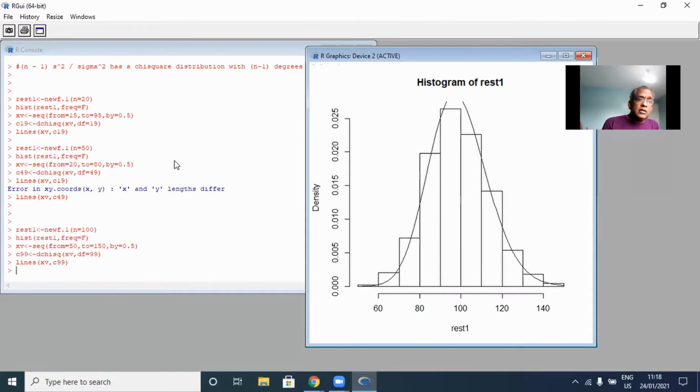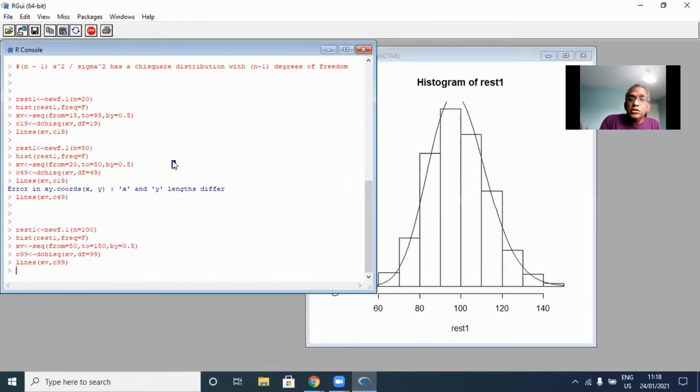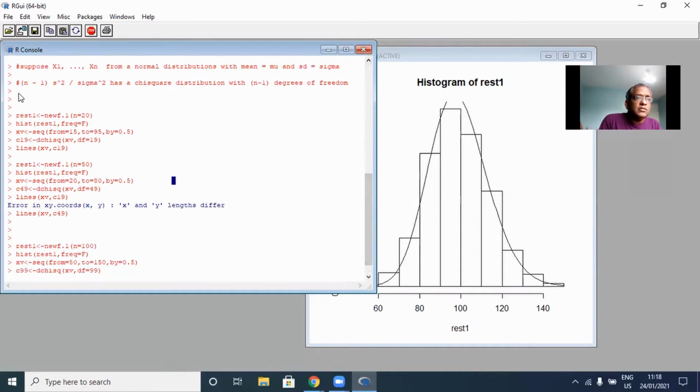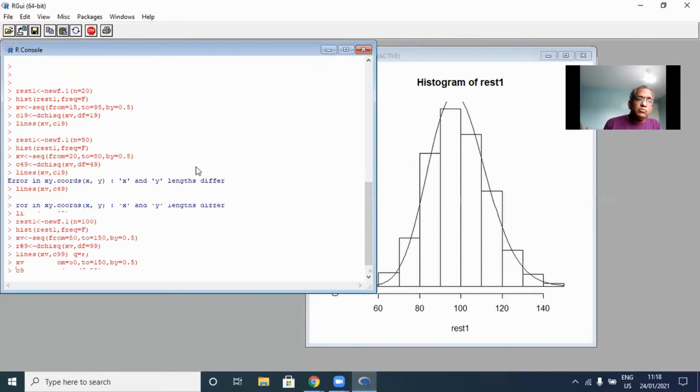All right, so this exercise is on trying to simulate values of this statistic, and draw a histogram, and on top of the histogram, we have plotted the density of a chi-square distribution with n minus 1 degrees of freedom. As you can see from the three plots I have done, in each of the three plots, the fitted PDF approximates the histogram pretty well. So that's the first exercise.